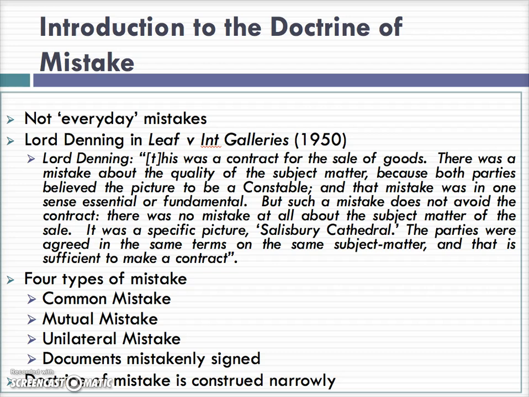So this is one of the reasons why the courts are very reluctant in voiding contracts on the basis of a mistake. Now, the 4 types of mistake there are common mistake, that's the one we're going to discuss first. There's mutual mistake, there's unilateral mistake, and then there's a 4th category, which is documents mistakenly signed. So all of those 4 types of mistake fall under the heading of doctrine of mistake, and as you will see, within each of those types of mistake there may be further subcategories. Now let's begin with common mistake.